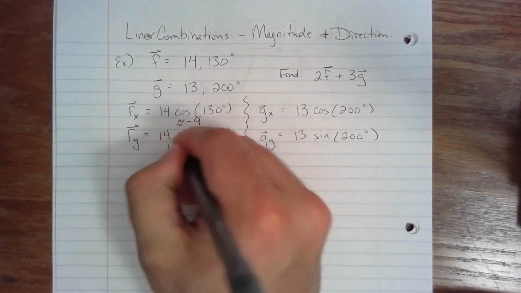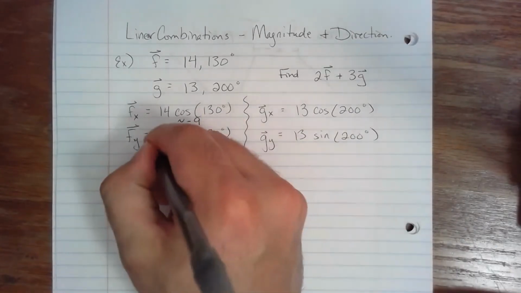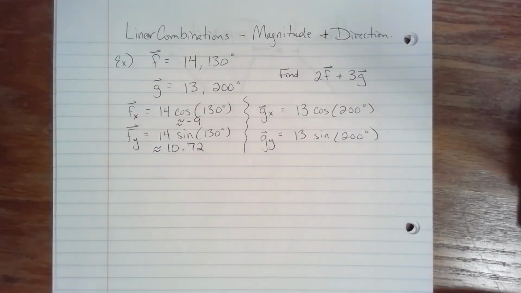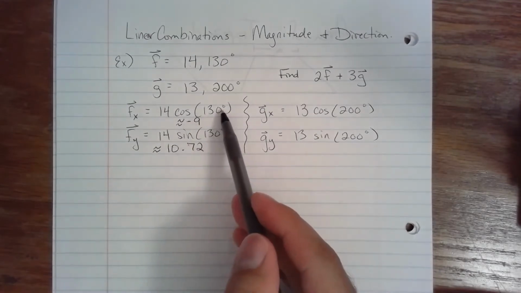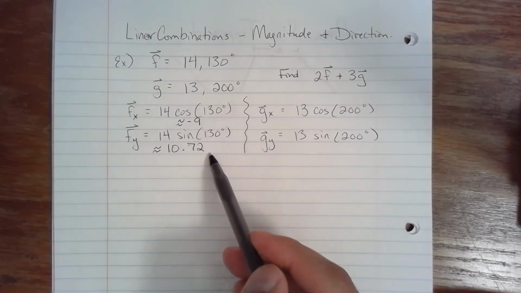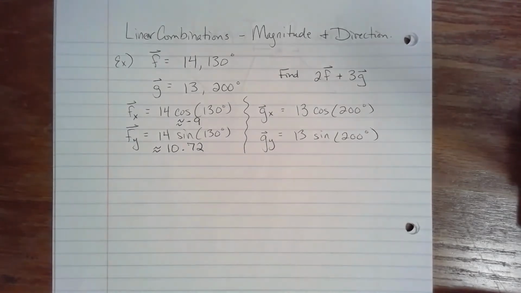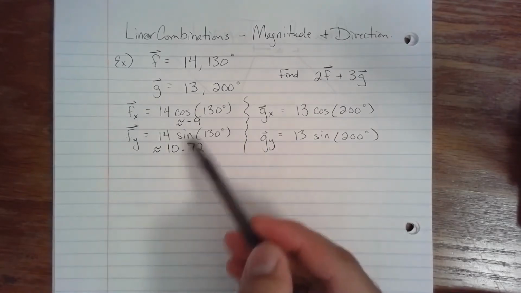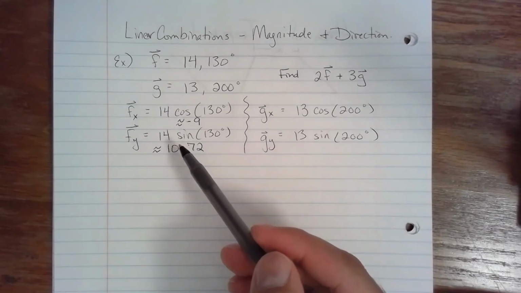So 10.72. And I like to go ahead and think about whether these numbers make sense. Since I didn't check degree mode in my calculator, there's a chance of things going wrong. 130 degrees is in the second quadrant, and that's where you have negative x's and positive y's, so I feel pretty good about the answers I've gotten here. And 130 is also very close to 135 degrees, where your x and y components would actually equal each other in magnitude. So seeing a 9 and a 10 tells me I'm pretty close.